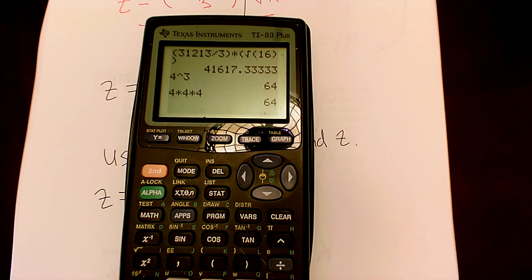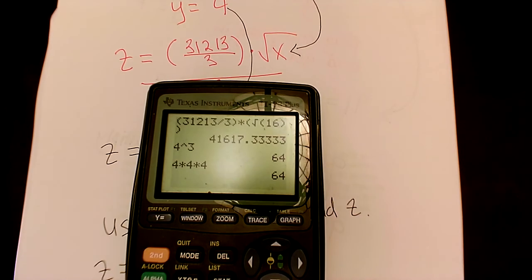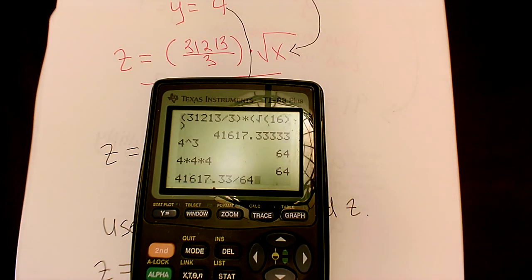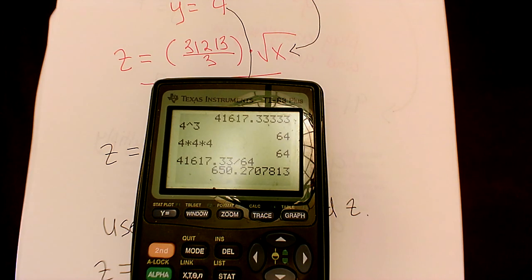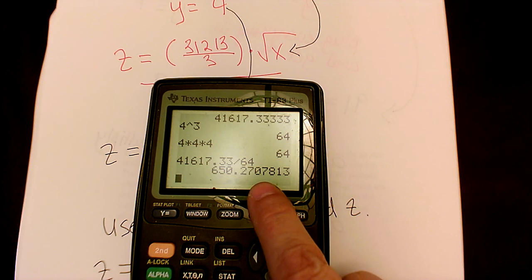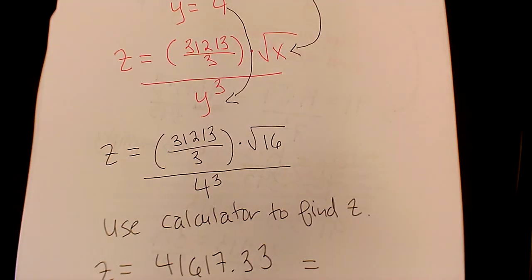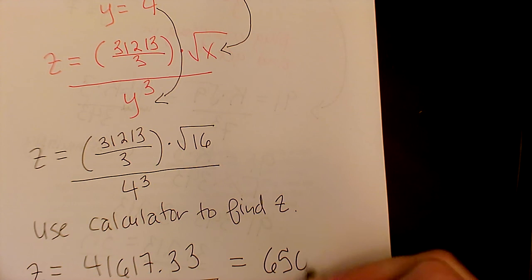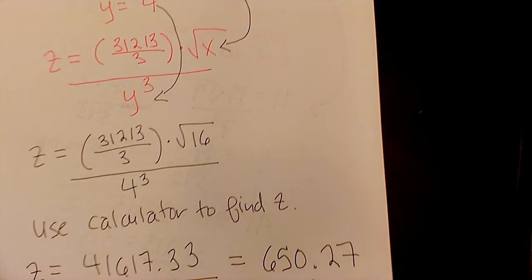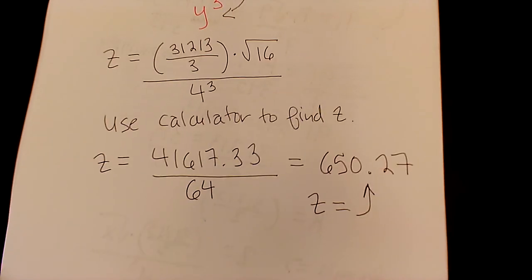Okay, so let's see what we get. Bring that down. 41617 divided by 64. And I'm going to round this to the 100th spot, and there's a 0. So I'm just going to leave this at 650.27 because they want you to round it. So Z equals 650.27.